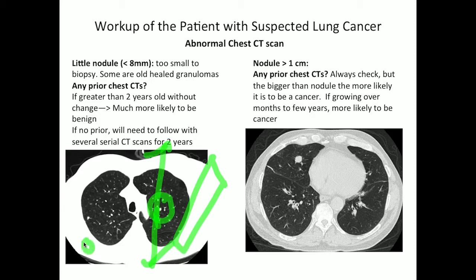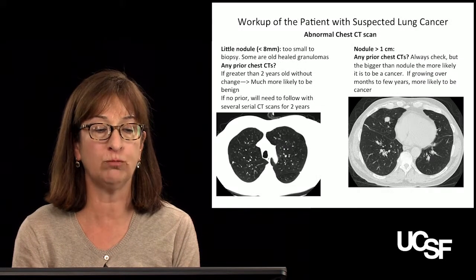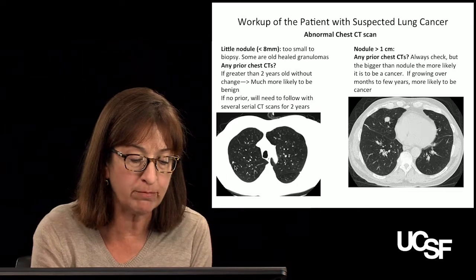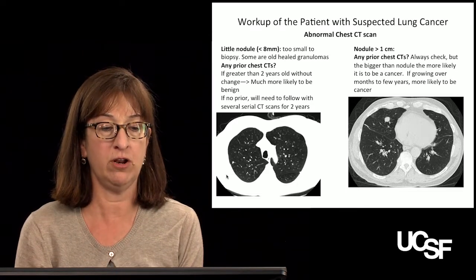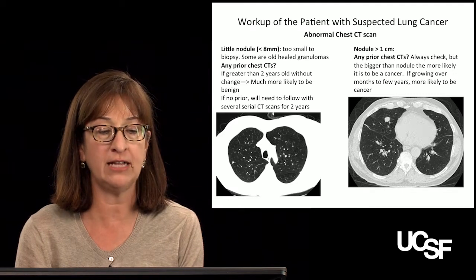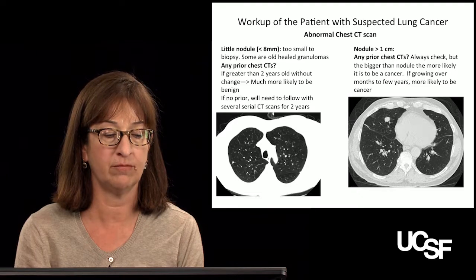It shouldn't be a nodule that's there and then not there in higher scans. Anyway, what do you do if you find a little nodule in an older smoker? Well, it's too small to biopsy. It'd be like biopsying a needle in a haystack. So one of the first things you do is try to find old CAT scans, because some of these will just be old healed scar.